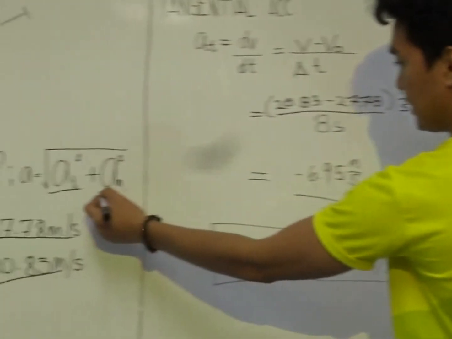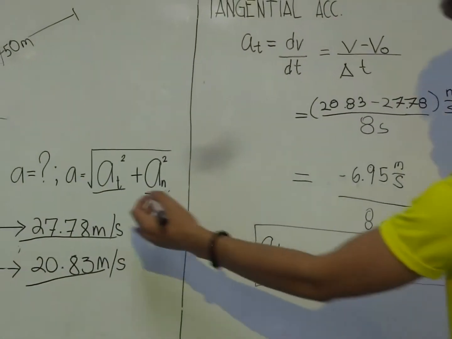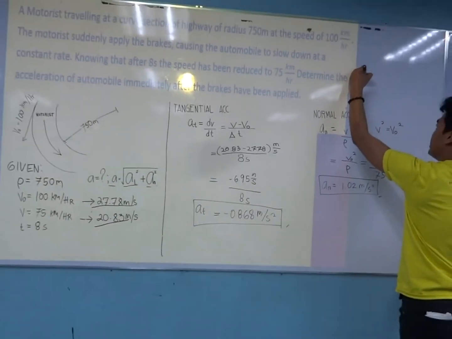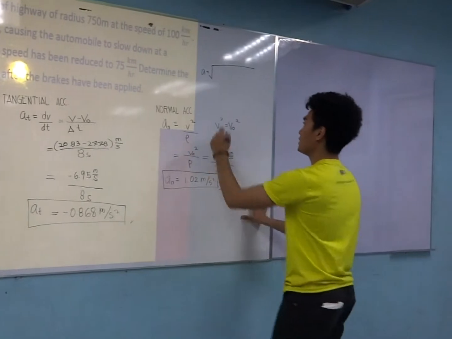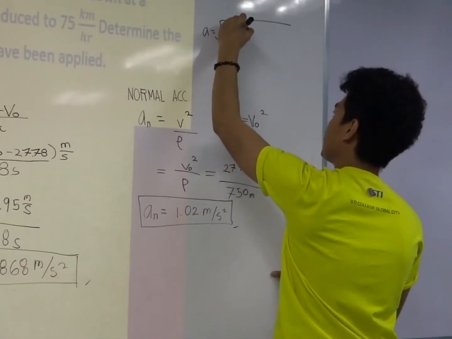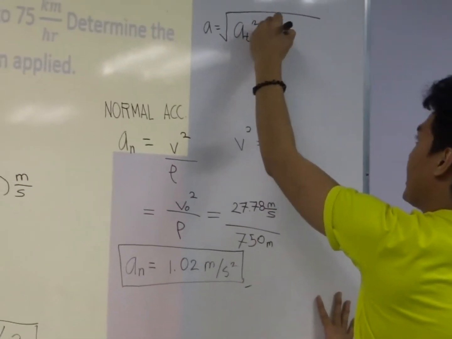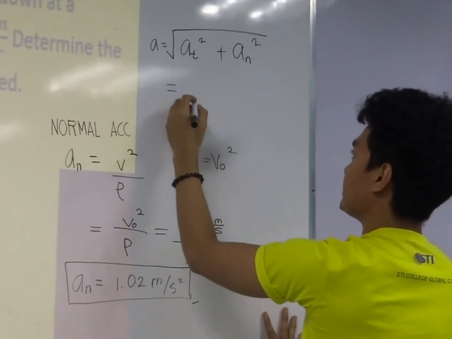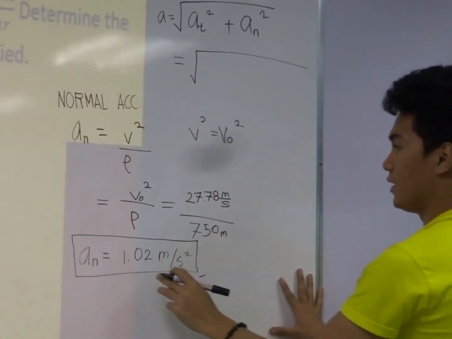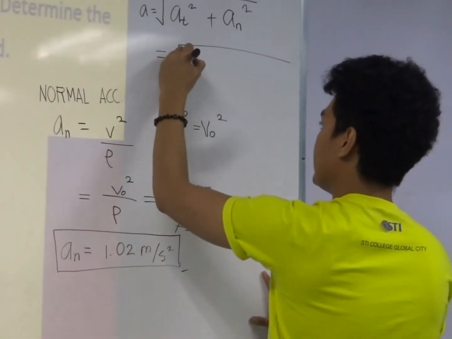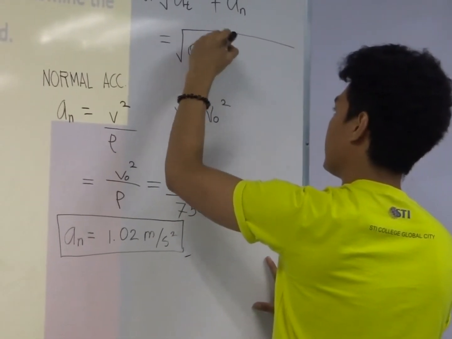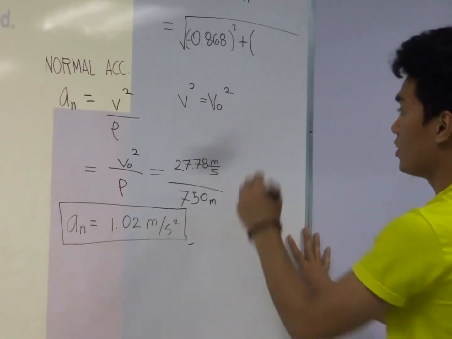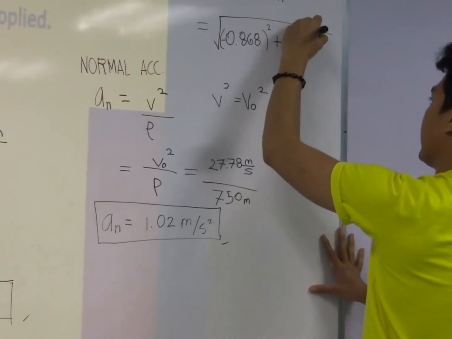Then we have this normal acceleration. We can now solve for what we're finding in the first place, which is the acceleration. Acceleration is equal to the square root of tangential acceleration squared plus normal acceleration squared. Substituting the values, the tangential acceleration is negative 0.868 meters per second squared, plus 1.02 meters per second squared.